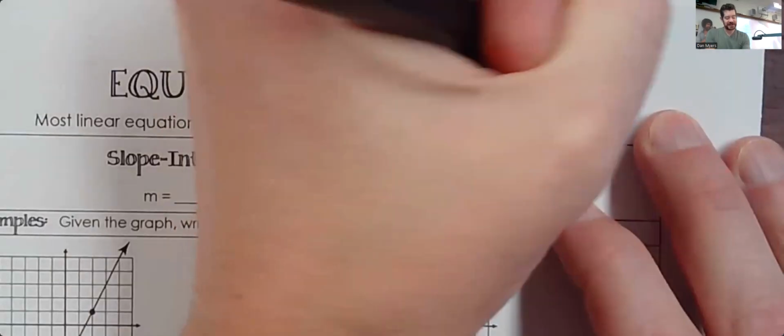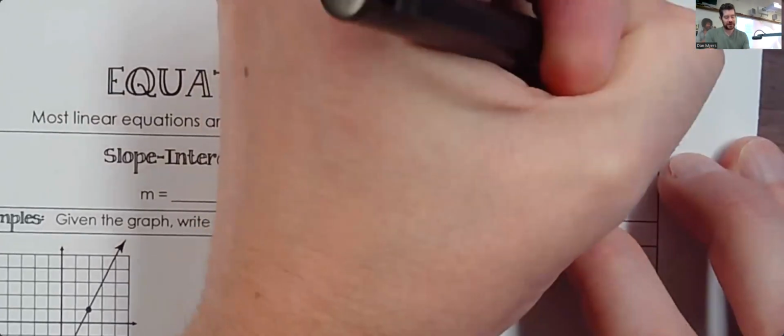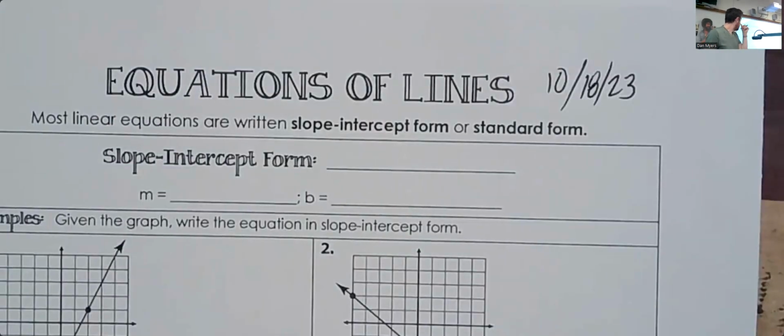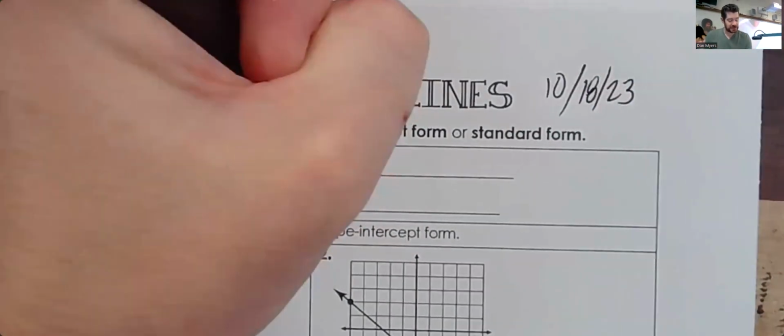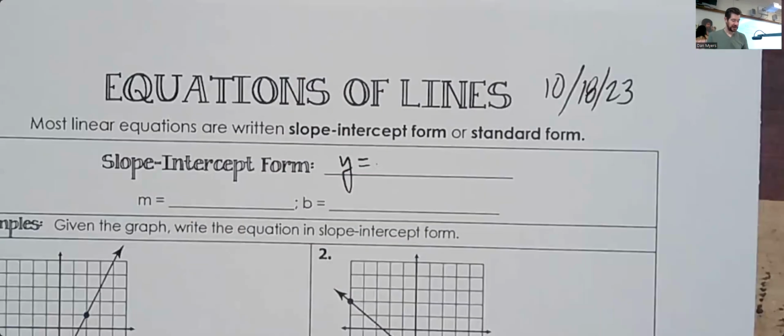All right, so today is October 18th. And we're just going to start off with a quick reminder on what slope-intercept form is. And slope-intercept form says y equals mx plus b.